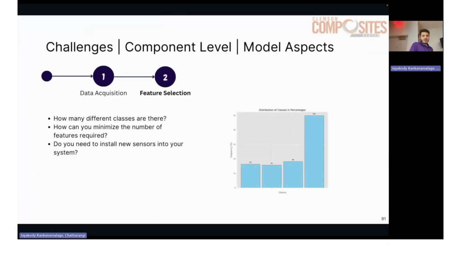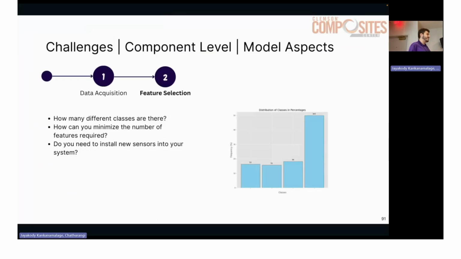And then the next phase is actual feature selection. When you want to train your AI model, I need to think about how many different classes there are if I'm trying to classify a specific anomaly. Do I have 2 anomalies, 3 or 4? And when you start to increase these classes, you're going to run into more complex issues as well. You're going to need more data, and this also ties back into the data acquisition phase.